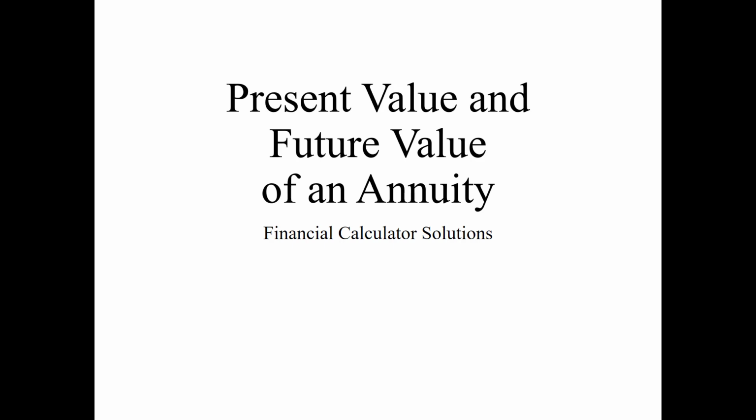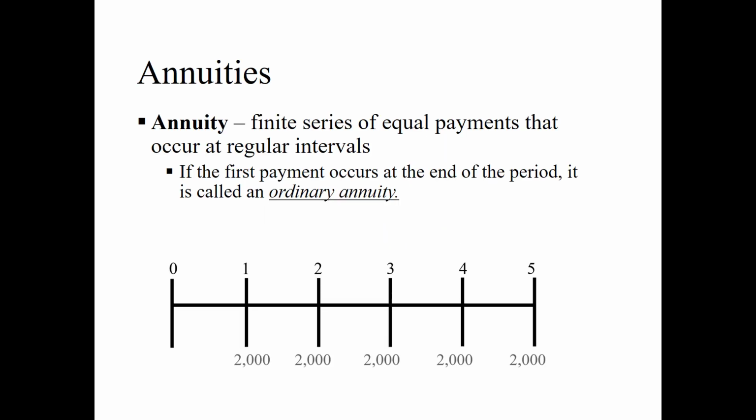In this video, we're going to use our financial calculator to solve for the present value and future value of an annuity. An annuity is going to be a finite series of equal payments that occur at regular intervals. Finite means that it's going to be less than infinity, equal means that they're all going to be equal, and regular intervals mean that it's going to occur at some regular interval like every quarter, every month, or every year.